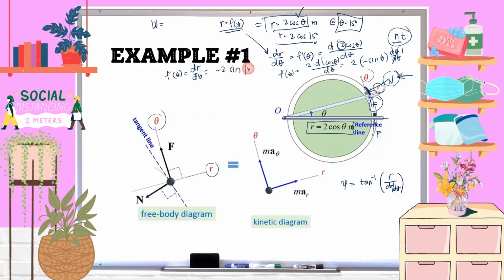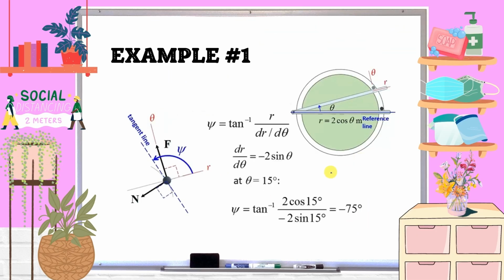We have 15 degrees, so we can now solve for psi. That would be psi equals tan raised to negative 1 of r, which is 2 cosine 15 degrees, all over negative 2 sine 15 degrees. So upon calculation, we get that psi is negative 75 degrees. That's how we were able to get this angle, negative 75 degrees. And since the angle is negative 75 degrees, the 75 degrees falls in the clockwise direction, because the calculated value is negative.